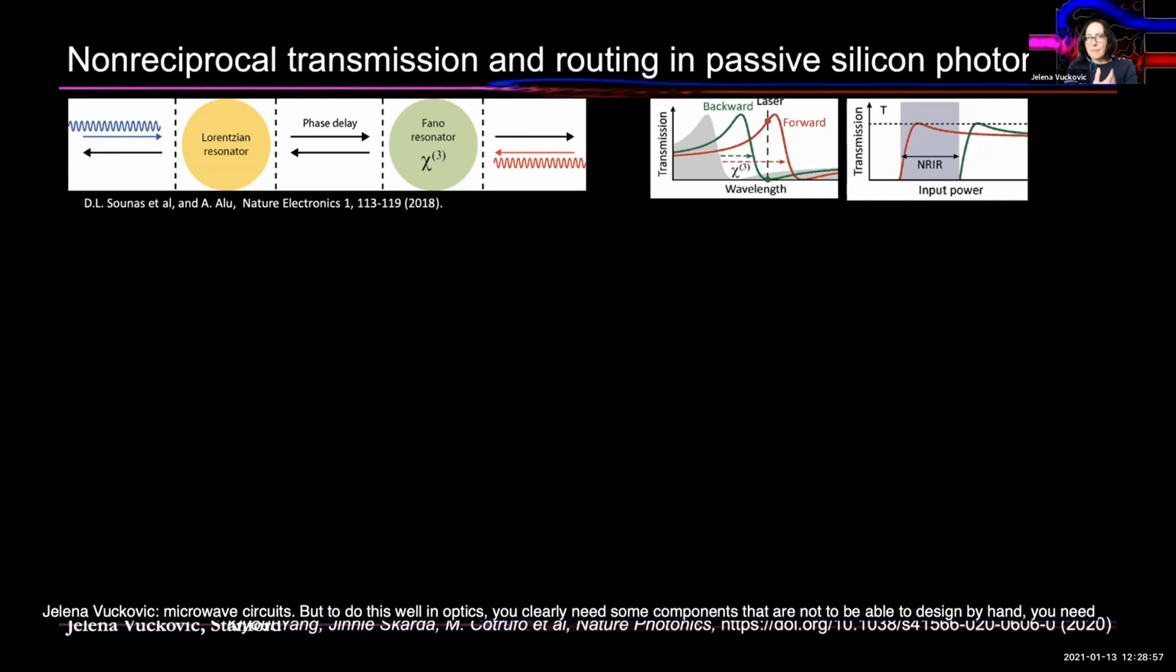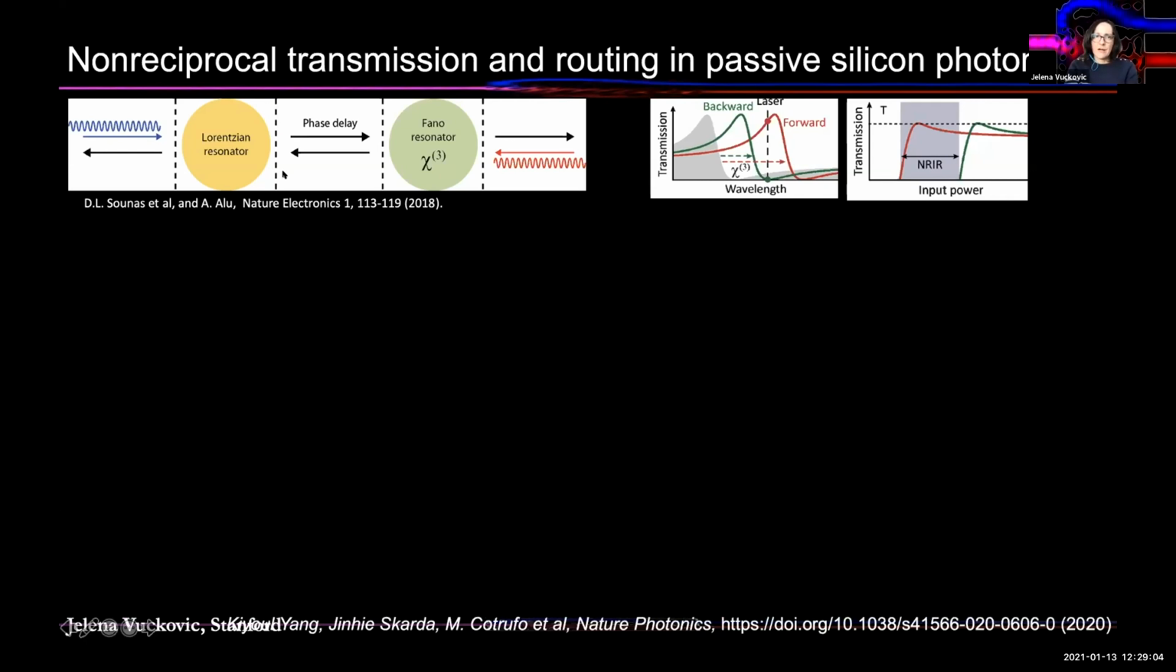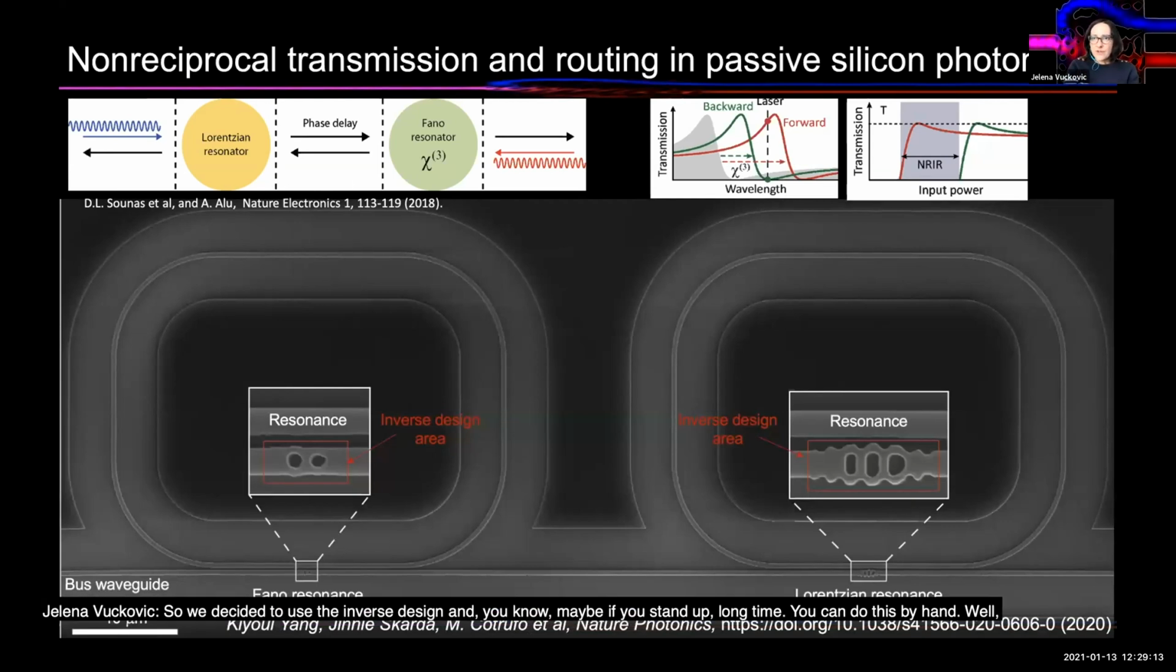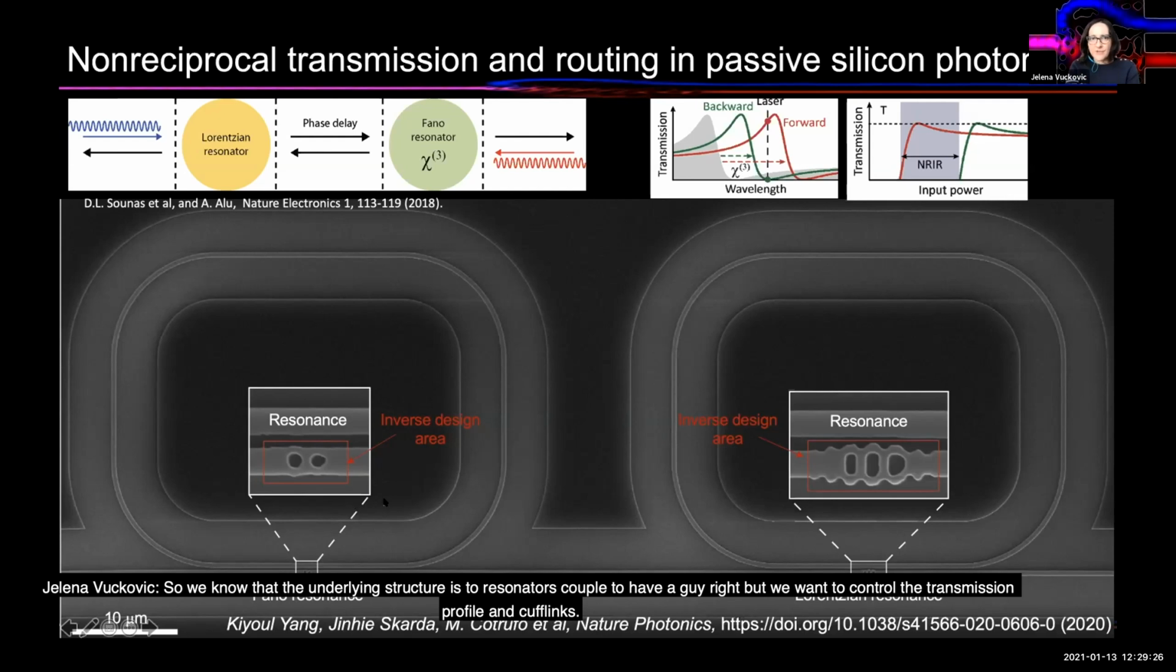But to do this well in optics, you clearly need some components that are not trivial to design by hand. You need the right coupling efficiencies, you need particular transmission characteristics for the resonators, and so on. So we decided to use inverse design. Maybe if you spend a long time, you can do this by hand. Well, this is still a relatively simple problem, but by inverse design, you can really design it in a couple of hours. So we know that the underlying structure is two resonators coupled to a waveguide, right?